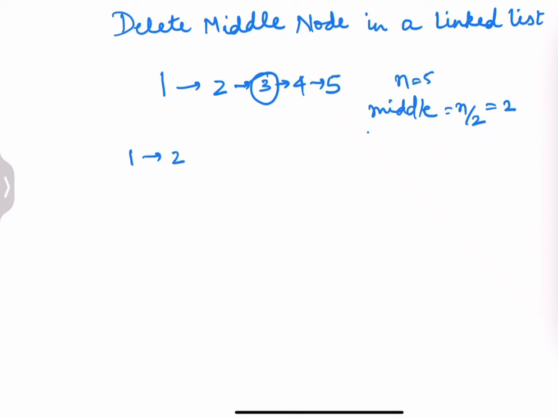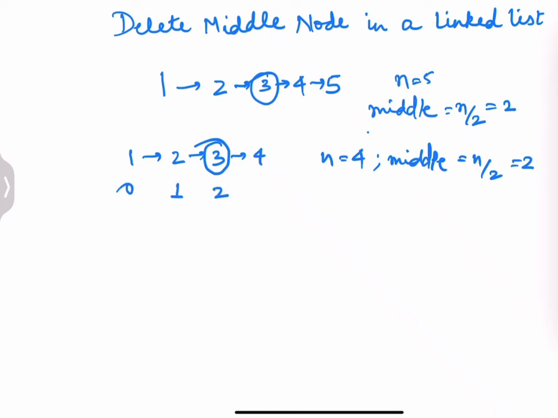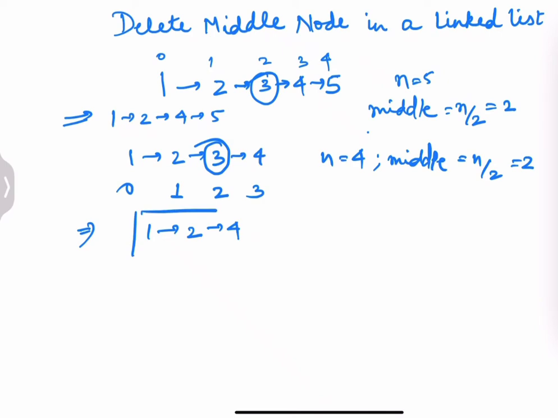If it is just 4 elements, where n is even, n equals 4, in that case also the middle element would be n by 2, that is equal to 2. So in that case also we will need to delete this element 3. In a linked list also, we will start numbering from 0, 1, 2, similar to an array. So in the first case, after deletion of the middle node, the new linked list would look like this. And in the second case, it would look like this: 1, 2 and 4.